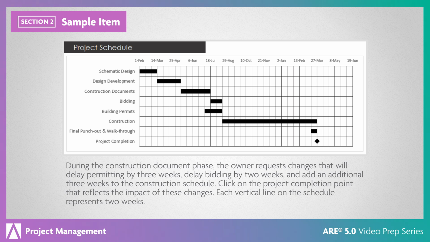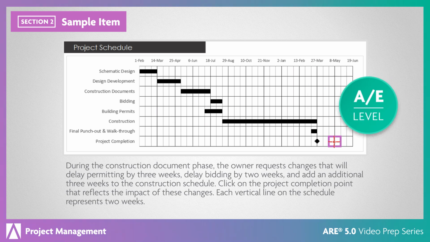Each vertical line on the schedule represents 2 weeks. The correct answer is a 6-week delay. Delays to permitting will cause other items to be delayed, and the overall schedule will need to be adjusted. The delays to bidding and permitting are concurrent, so they push back the start of construction by 3 weeks. The construction timeline must be extended by an additional 3 weeks. The new completion date will be 6 weeks later.